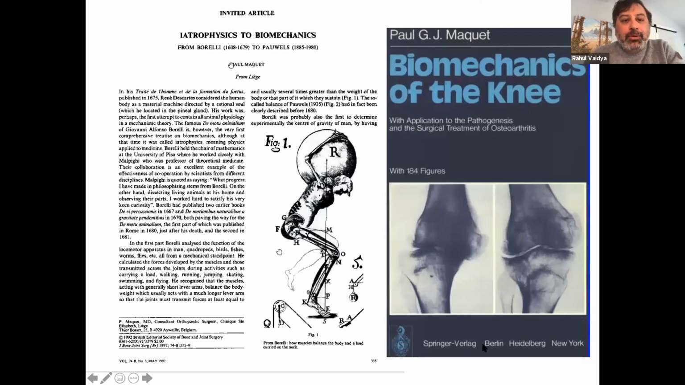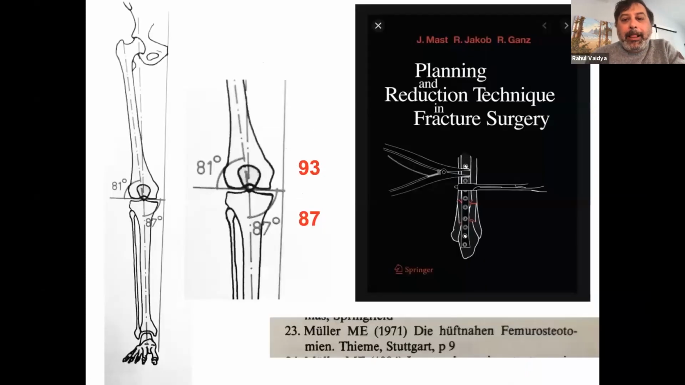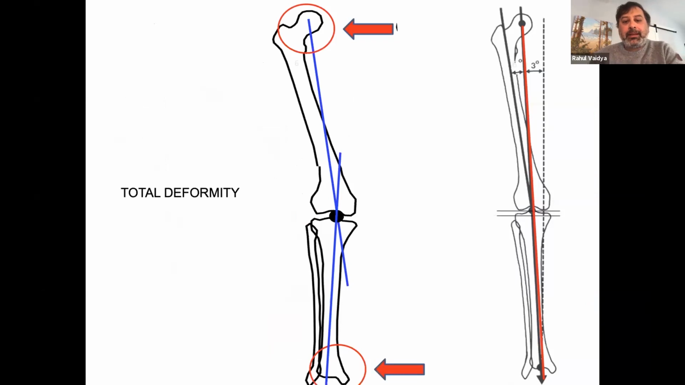Now, this has been worked out for hundreds of years, all the way from Borelli to Paley to Mackay. And this is a great book that I would recommend that you read, or just watch Dr. Taiji's lecture at the end, which I've referenced. These measurements have been referenced by Jeff Mast in his book, and he referenced them from Dr. Maurice Müller in his book on distal femoral osteotomy. So they're good numbers to remember.